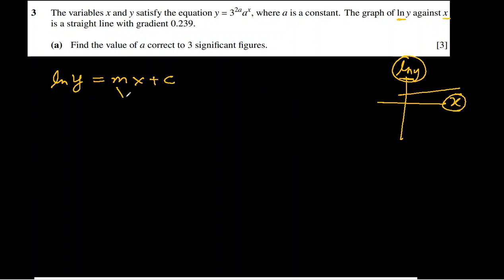And this m they have given as the gradient, 0.239. So what will we do? This equation that they have given us, we will try to convert it into this format. y equal to 3 to the power 2a multiplied by a to the power x. Now we have to convert y to ln y, and that should also cause x to become a normal number. Okay, so let's do it. Let's apply ln to this side and ln to this side as well.